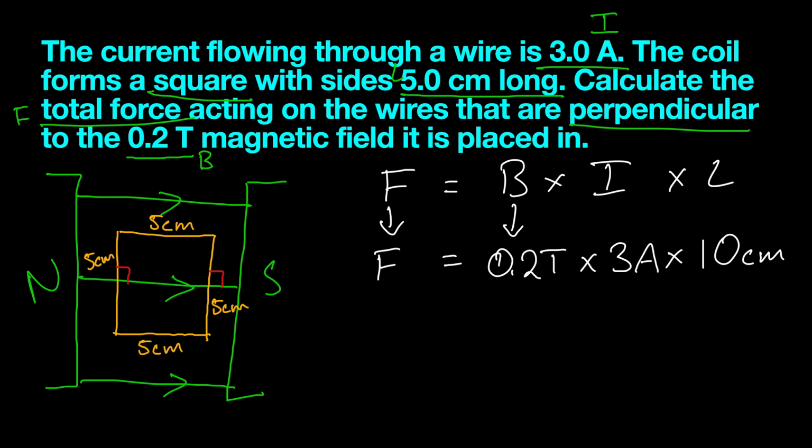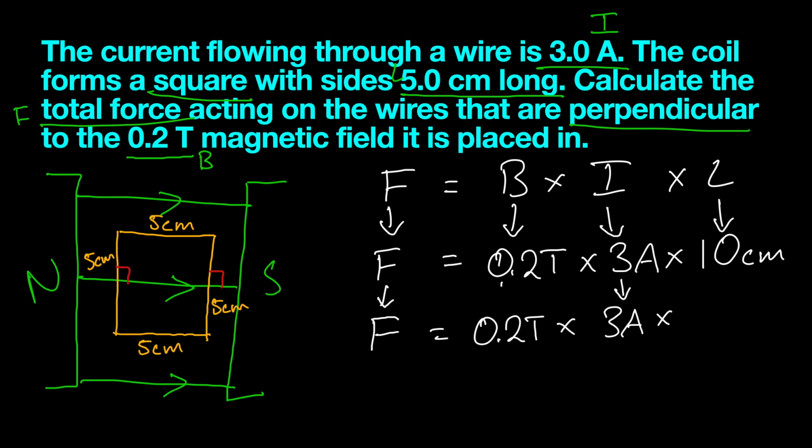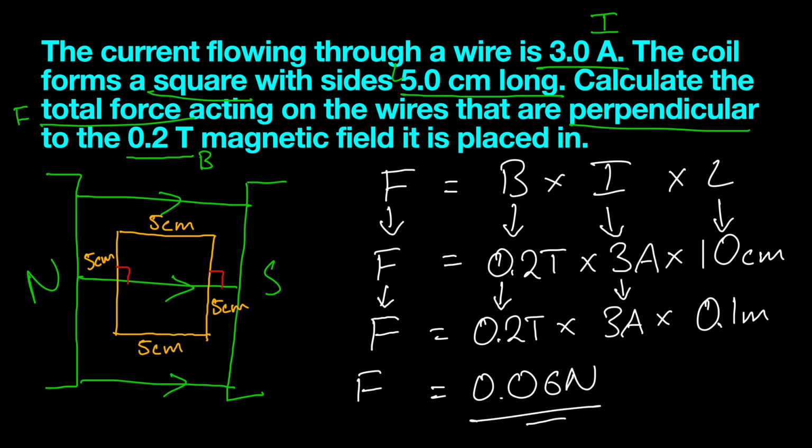The next step is we need to convert from centimeters to meters. And as we know, 10 centimeters is 0.1 meters. And the final step is to simply substitute these values into our calculator. And we get an answer of 0.06 newtons. And that's it.